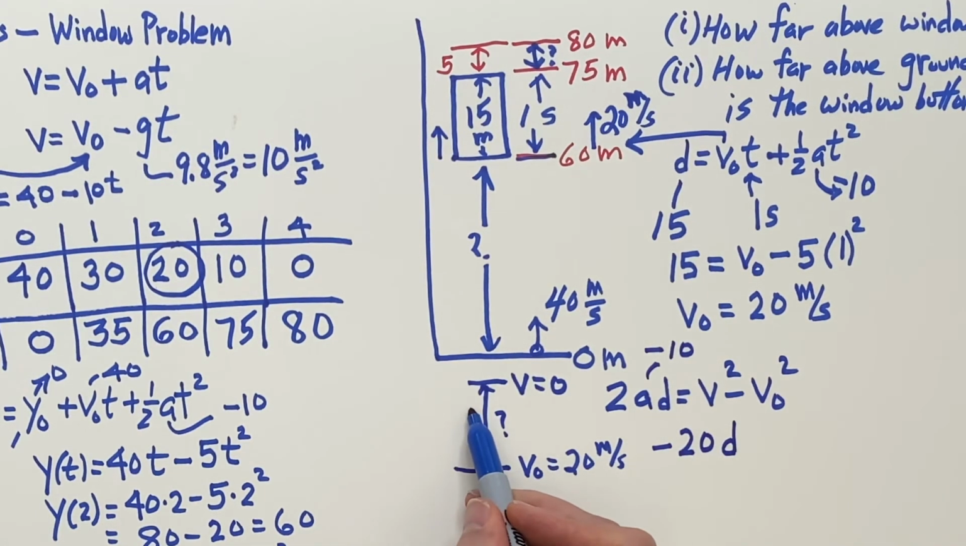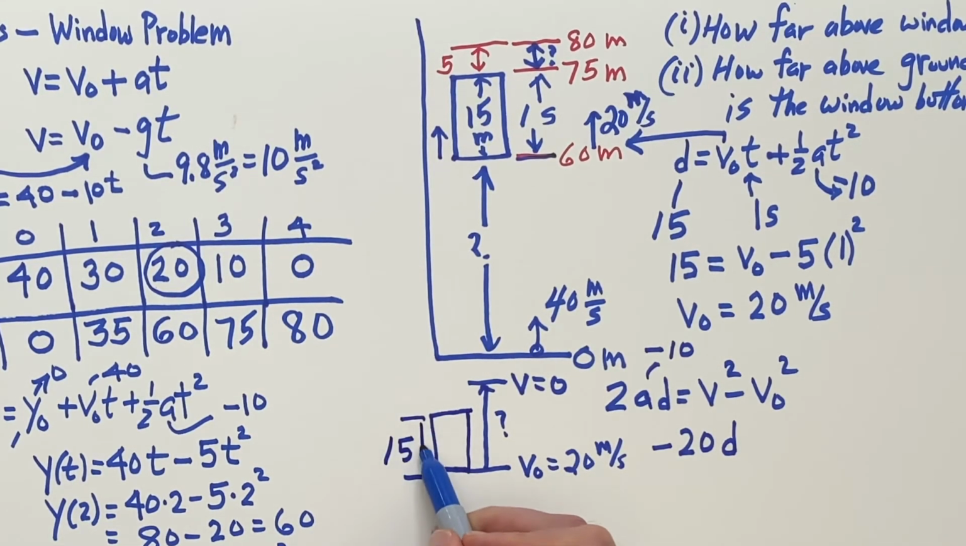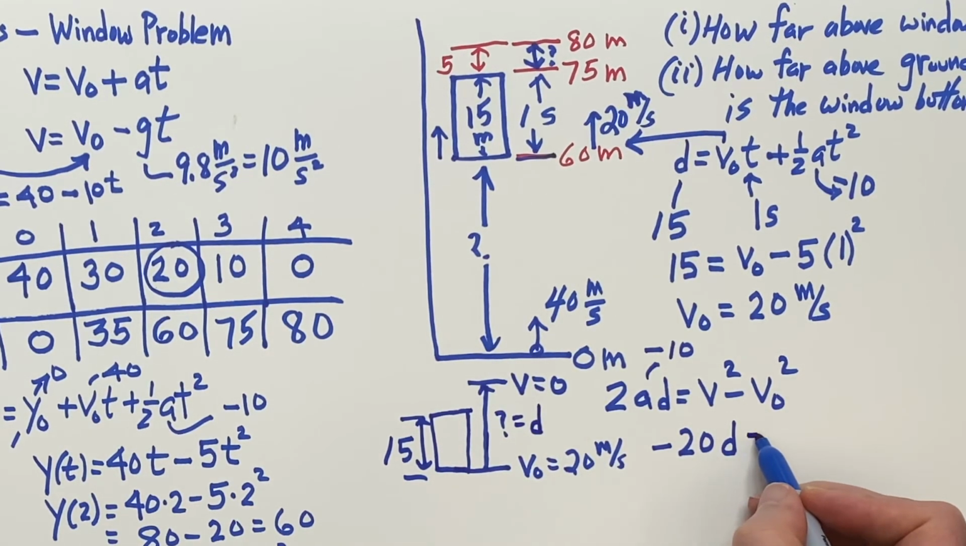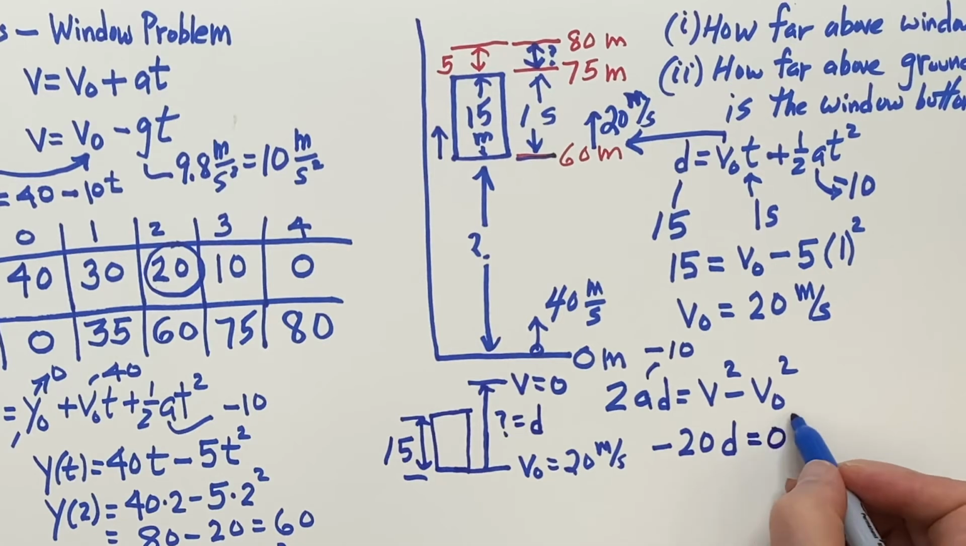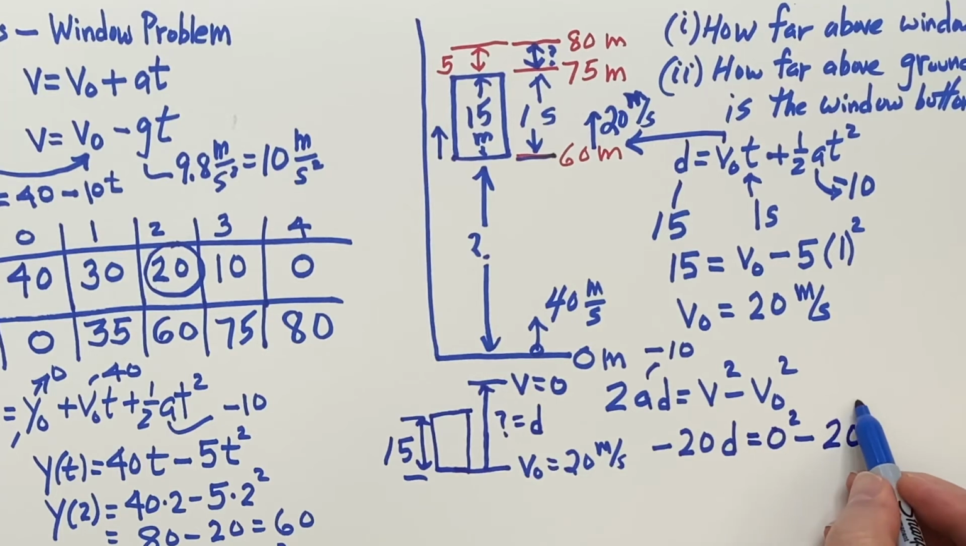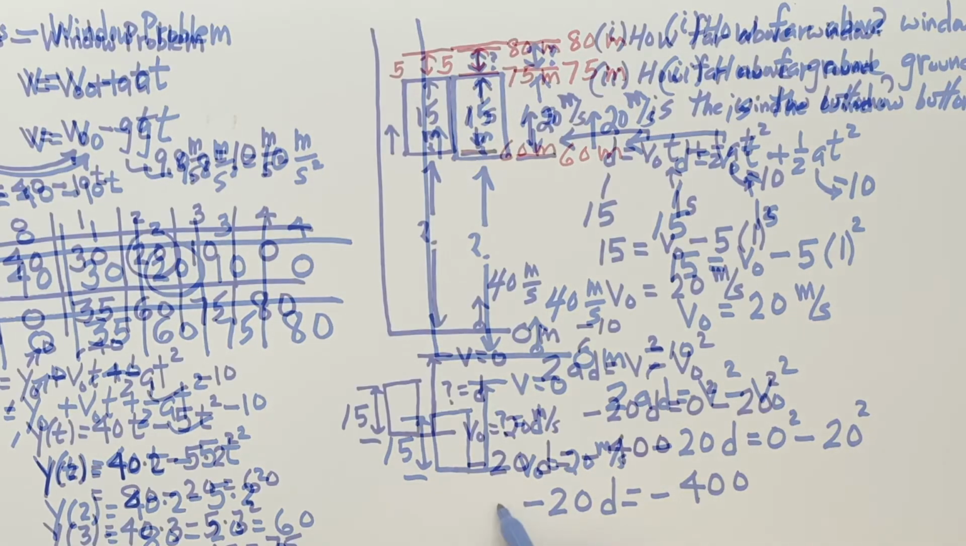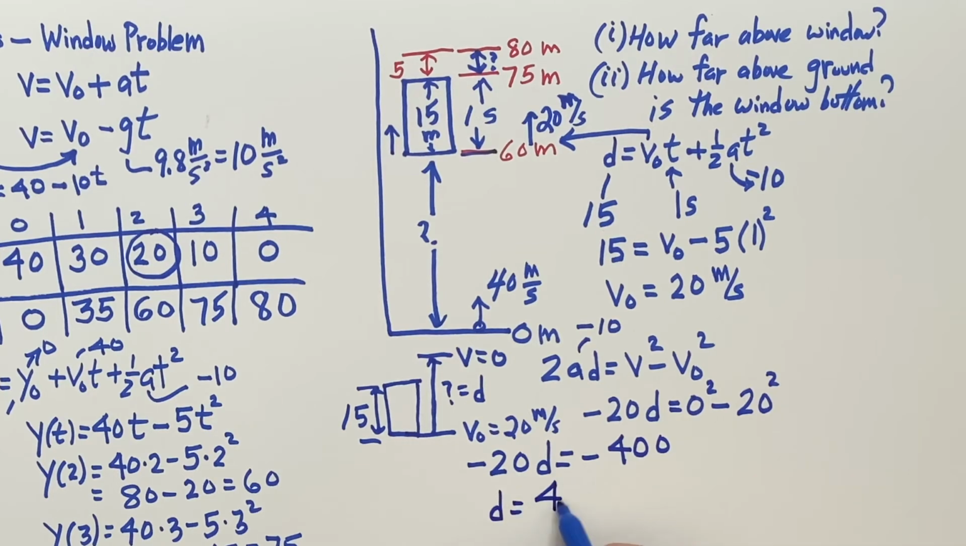Now I'm trying to find out how high it goes above the window. So remember, the window is your 15 meters here. But we're going to find out the D. This is going to be the D for this next problem. So the final velocity is 0, and the velocity down at the bottom is your 20. So this is minus 20 times D equals minus 400 when you square the 20. So D is 400, the minus signs cancel, over 20, 0 cancels, and I get 20.